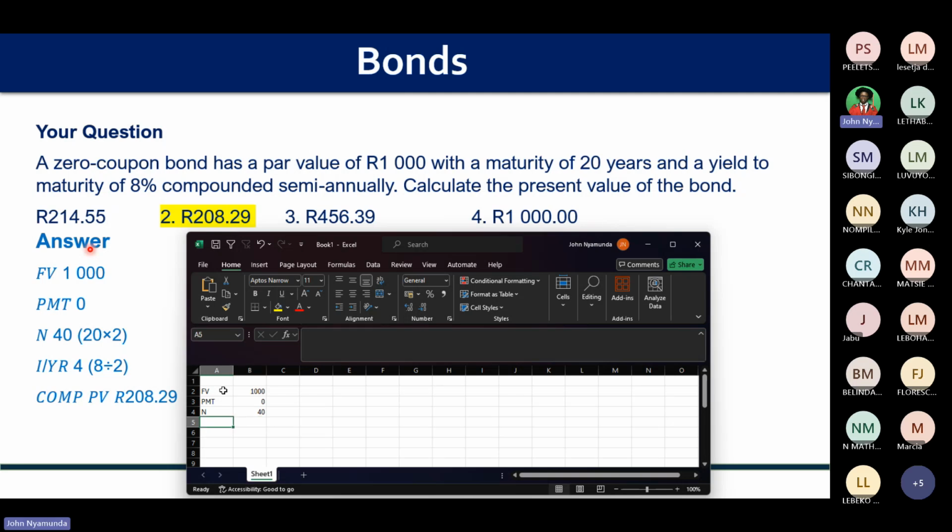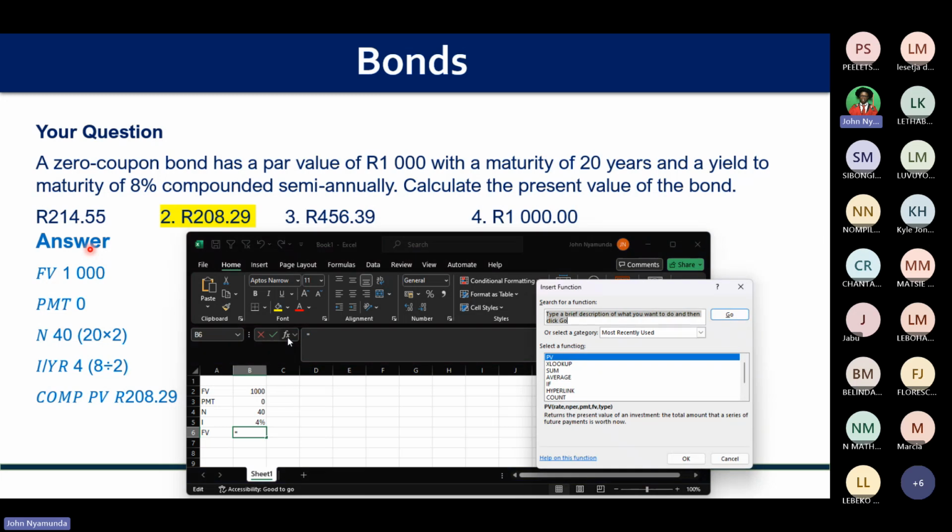Then we have our I, which is the interest, is 8. But remember, 8 is annual. Then we are going to divide by 2, which will give us 4%. Okay, ladies and gentlemen, if I made it tricky, I am happy. So let me do the easy one, easy PV. We are going to find present value.